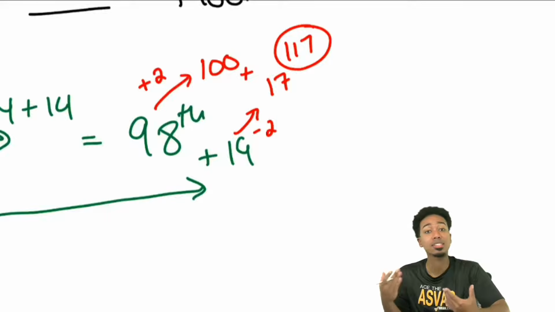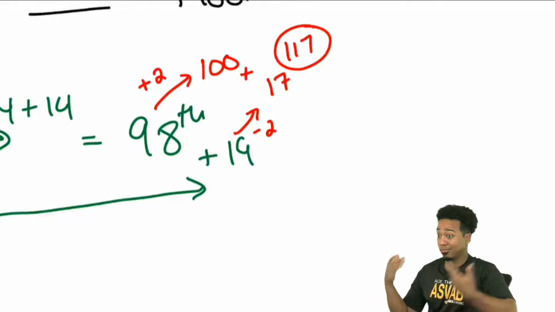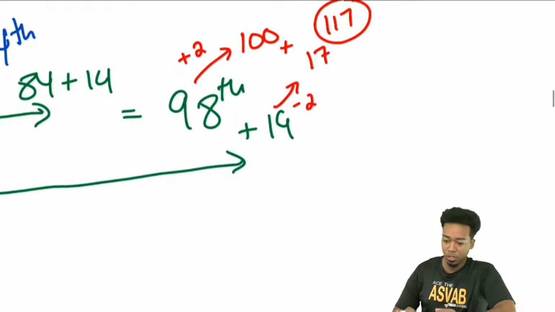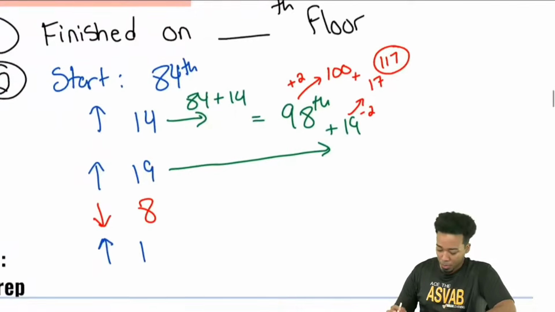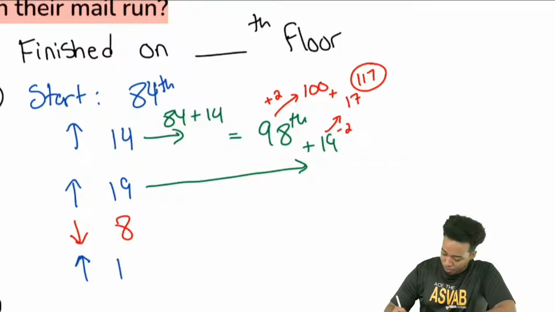98 plus 19 is the same as 100 plus 17. That's a lot easier because adding from 100, it's just zeros. Makes life a lot easier. But just a quick pause for the mental math. Now that we're at the 8, going down 8 floors, what did we say we would do?